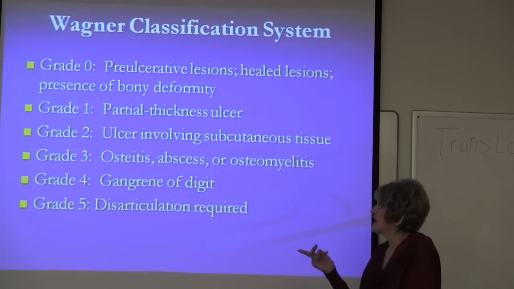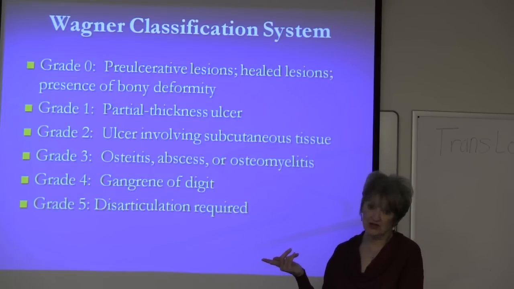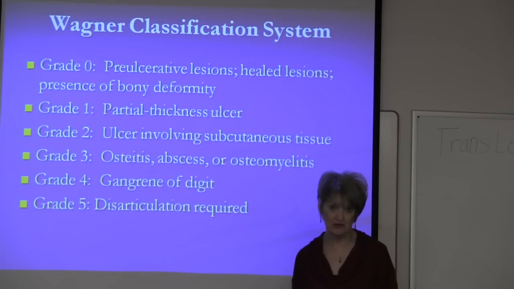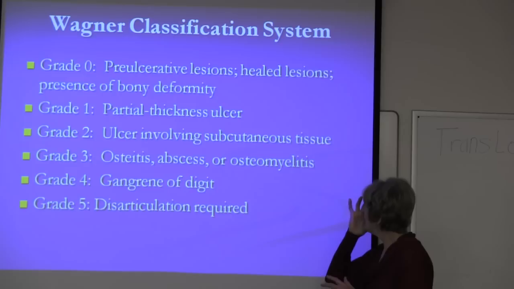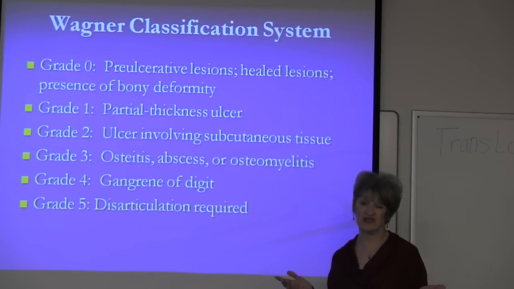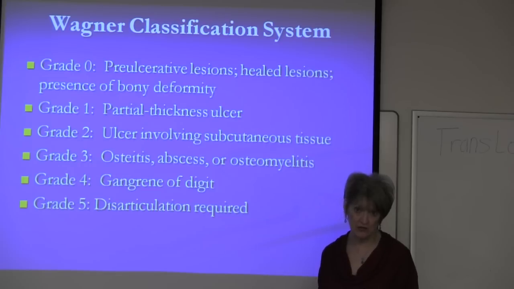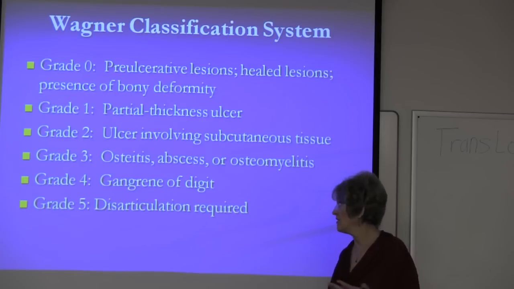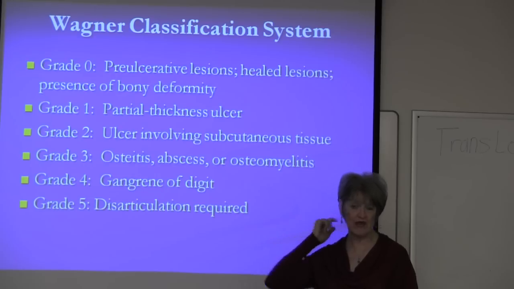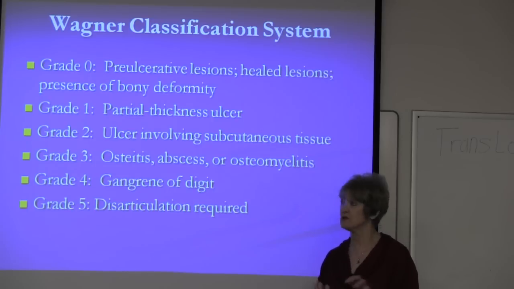And I just wanted to put this in. I think you want to know this Wagner classification scale. It is the most commonly used classification scheme for diabetic ulcers, just like the NPUAP staging system is used for pressure ulcers. So you can see grade 0 is any patient who has a healed lesion. A pre-ulcerative lesion, like a callus over a metatarsal head, would be a pre-ulcerative lesion. An area of erythema would be a pre-ulcerative lesion. They're also categorized as grade 0 if they have bony deformities, like hammer toes.